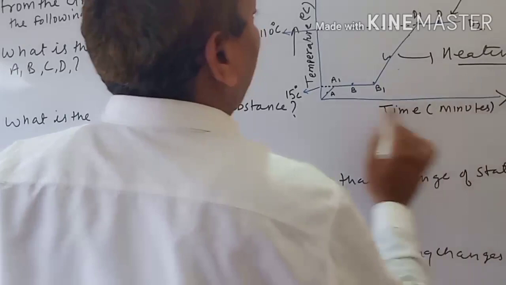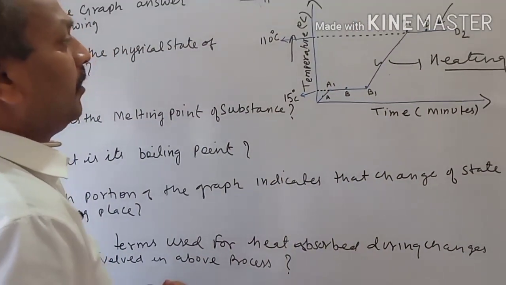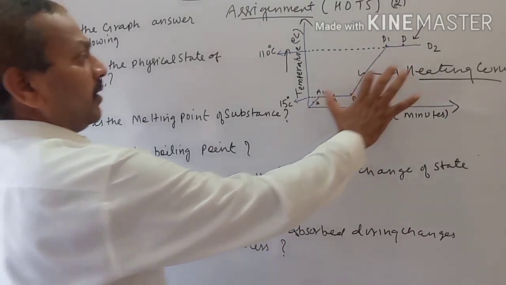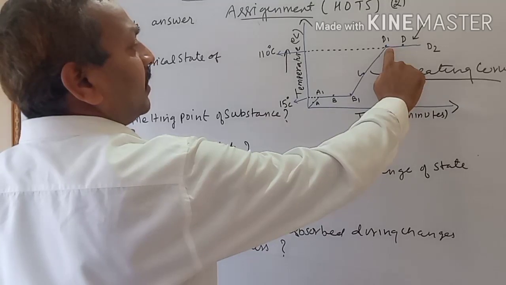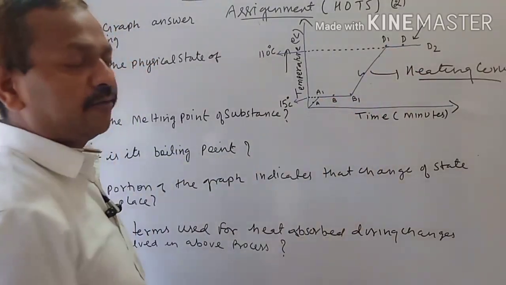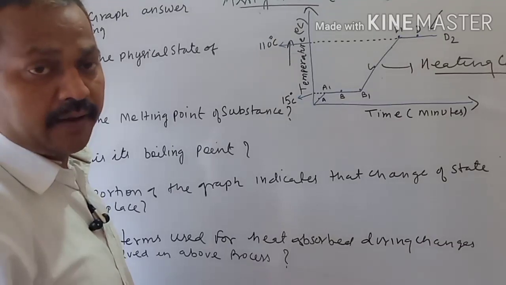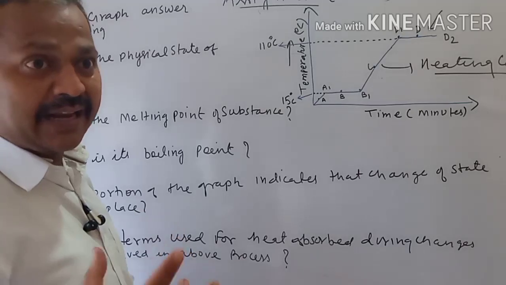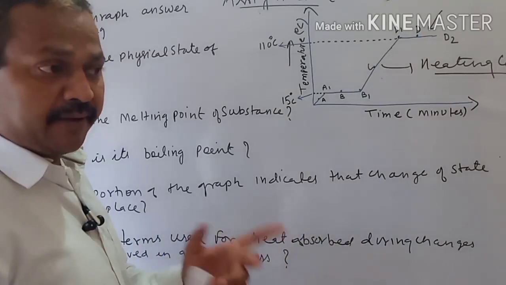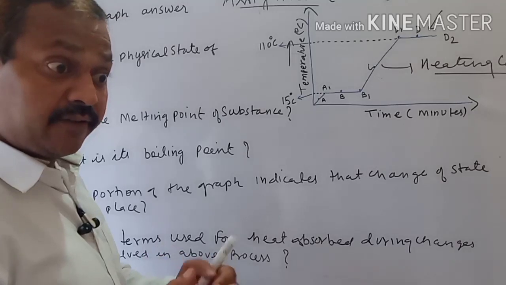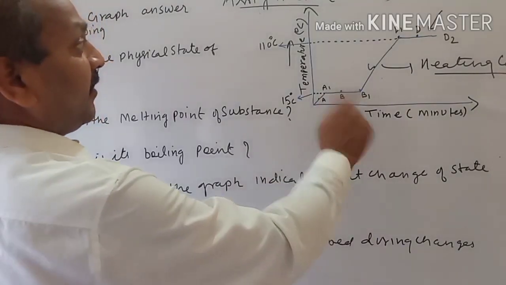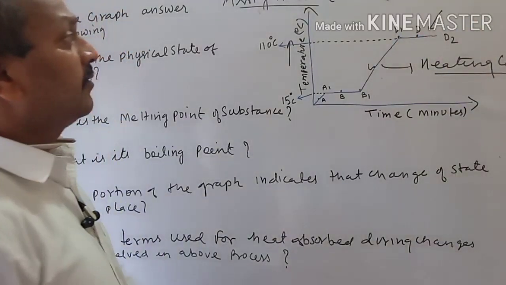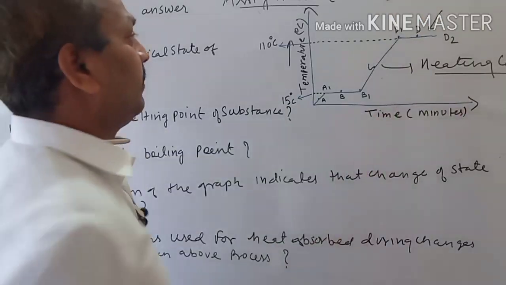Now on the basis of this graph, 2 processes are involved here. In this case latent heat of fusion, and the concept of latent heat is when 1 unit of solid converts into liquid without change in temperature. This is known as latent. Latent means hidden heat. Temperature is constant and still the state is changing. Second case, D1 to D2: liquid converts into gas. So latent heat of vaporization, same concept. So this is the graph.